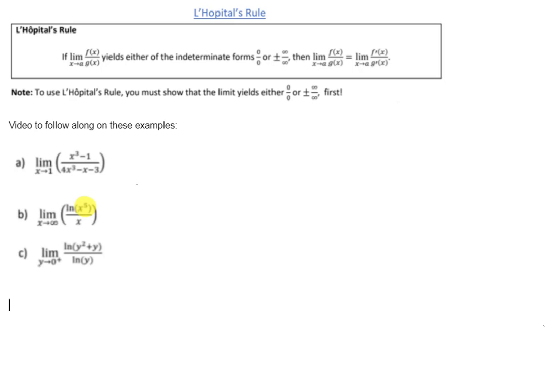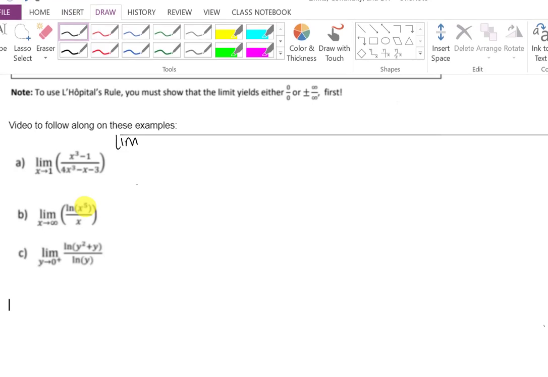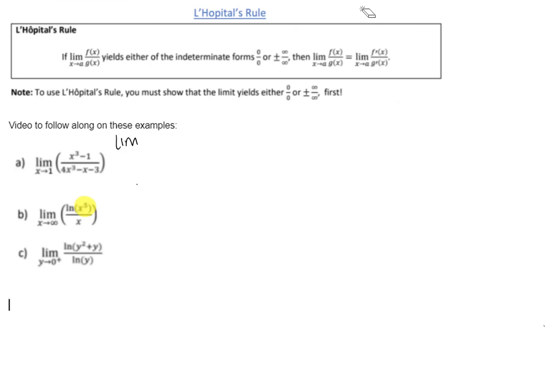So the very first thing you need to know: I can tell with part A that if I plug in a 1, I'm going to get 0 over 0. I know this, but I do have to show it. So I need to show it by taking the limit of both the numerator and the denominator and showing that those values equal 0. So I say the limit as x approaches 1 of x cubed minus 1, and the limit as x approaches 1 of 4x cubed minus x minus 3.